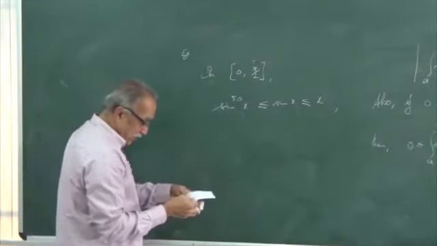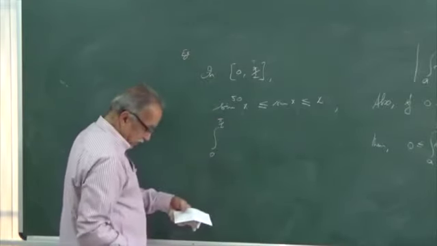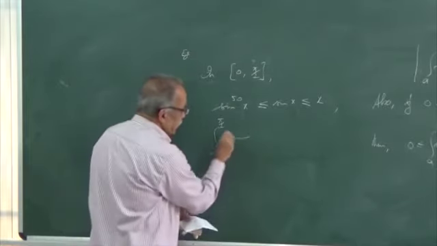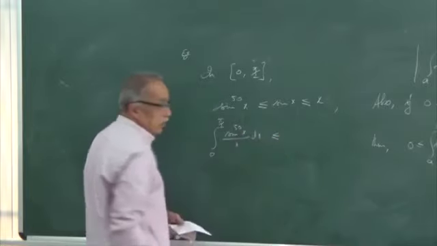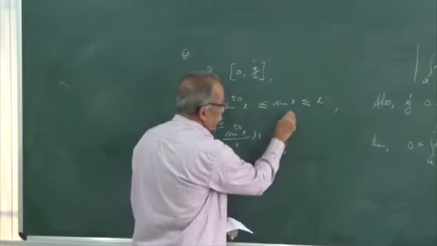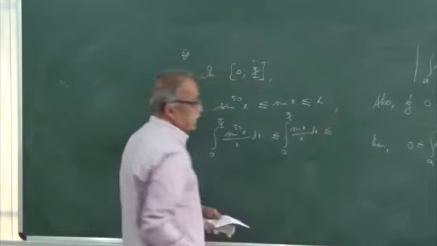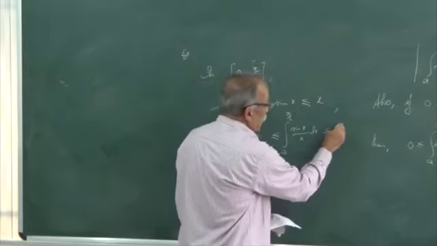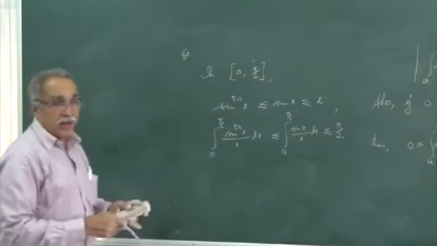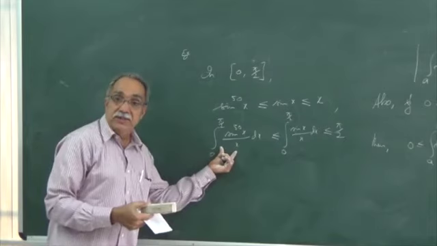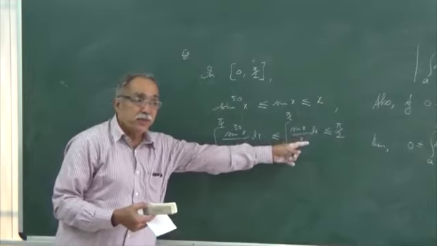Okay. Because of this, I will have the integral from 0 to pi by 2 of sin power 50 x by x dx is less than or equal to the integral from 0 to pi by 2 of sin x by x dx, and this further is less than or equal to the integral from 0 to pi by 2 of x by x dx, which is simply pi by 2. It may be impossible to find this integral in terms of elementary functions, but you can be sure that the value cannot exceed pi by 2.